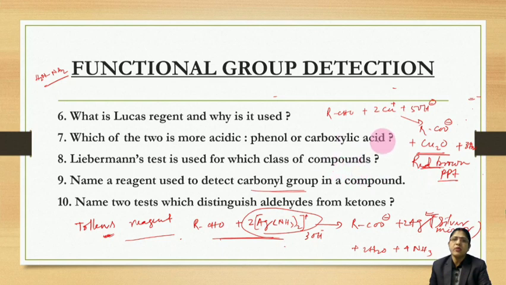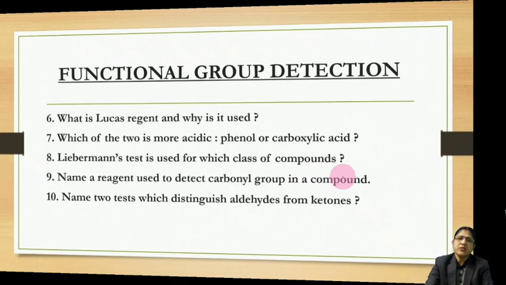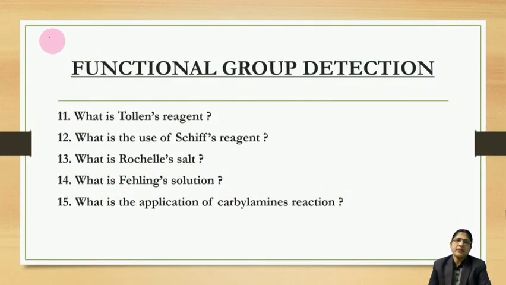So aldehydes form red brown precipitate with Fehling's solution. An equimolar mixture of Fehling A and Fehling B is prepared. Fehling A is aqueous copper sulfate solution, and Fehling B is alkaline sodium potassium tartarate, also known as Rochelle salt, right? So in this way you can answer. Then what is Tollens reagent? Already I have discussed, ammoniacal silver nitrate solution. And what is the use of Schiff's reagent? It is used for detection of aldehydes, right? Ketones don't give positive test.